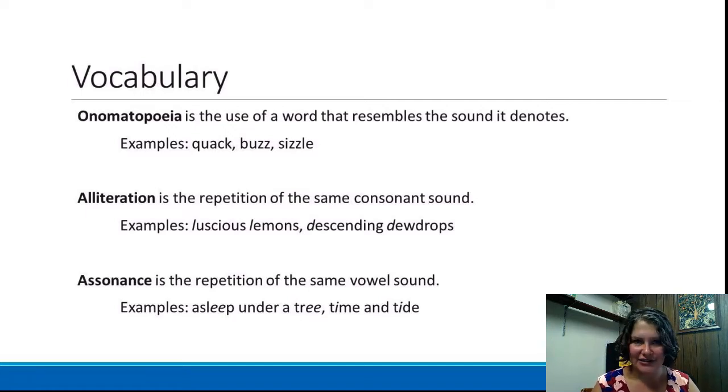And then the final term here is assonance, which is the repetition of the same vowel sound. Again, I give you a couple examples here. Asleep under a tree. In that phrase, we have a repetition of that double E sound. And then also the phrase time and tide, where we have the repetition of that sort of hard I sound, so time and tide.